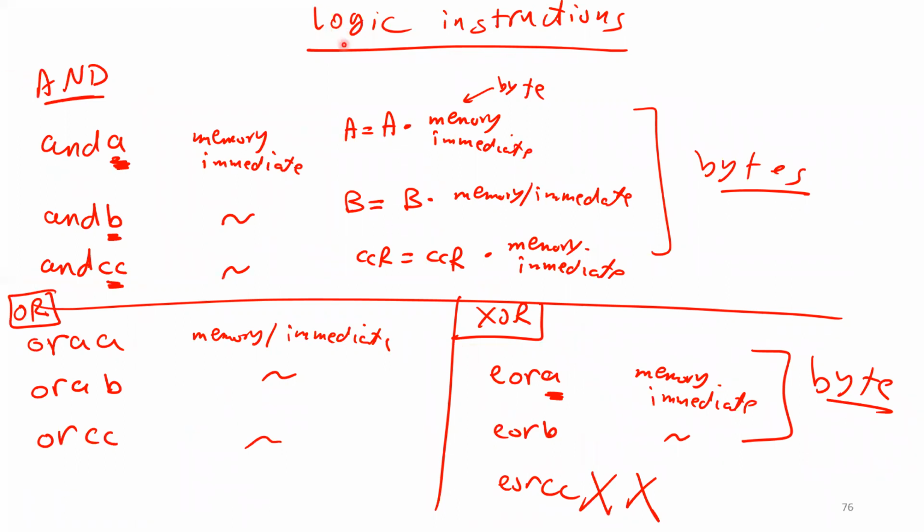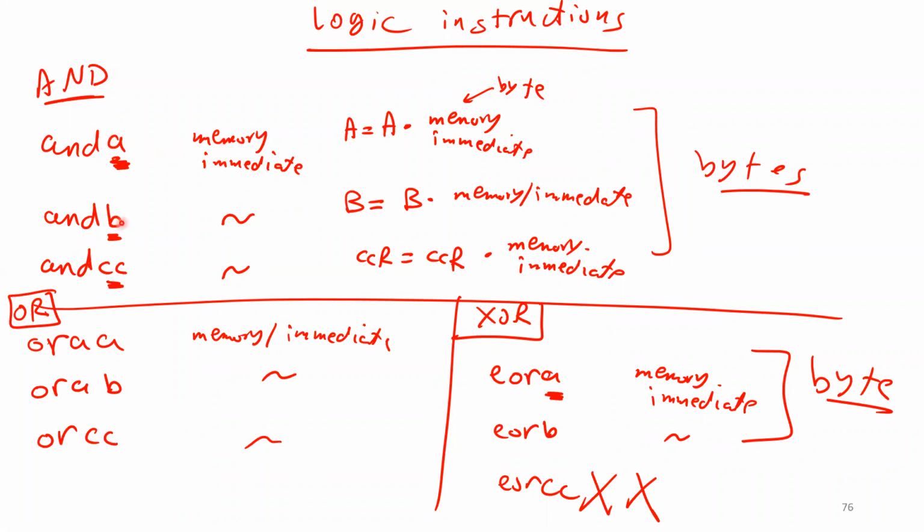So let's see the instructions we have. Let's start with the AND. Okay, so we have here ANDA. This is one word, ANDA, and then you can put here a memory or immediate value. So what this one is doing is: register A should equal register A bitwise AND a byte in the memory or immediate value. For sure, here you can use any format for the memory, as I explained before. And this is for a byte.